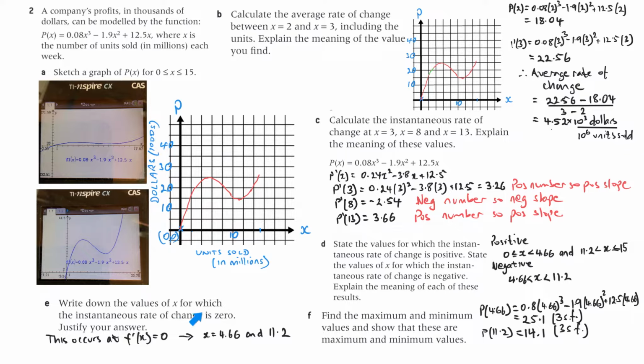E, write down the values of x for which the instantaneous rate of change is 0. Justify your answer. Well, this occurs where the derivative is 0, and so that's at 4.66 and 11.2. It's at that maximum and that minimum.